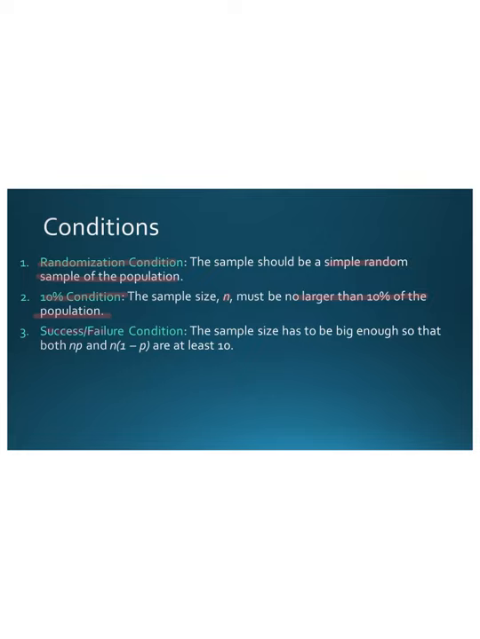And then we have the success failure condition or large enough condition. The sample size has to be large enough so that both np and n times 1 minus p, or nq, are at least 10. So these are the 3 critical things I will be looking for when you take your sampling distributions formative and summative.